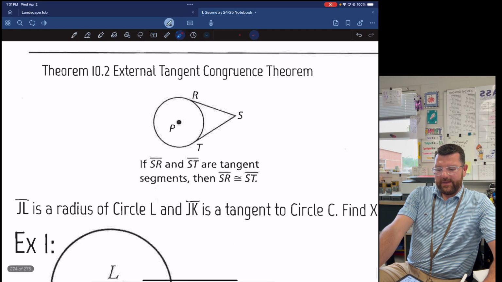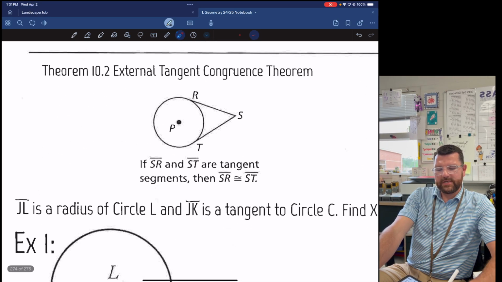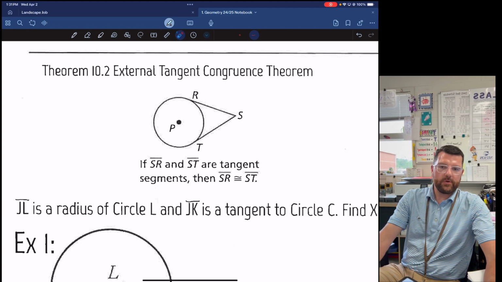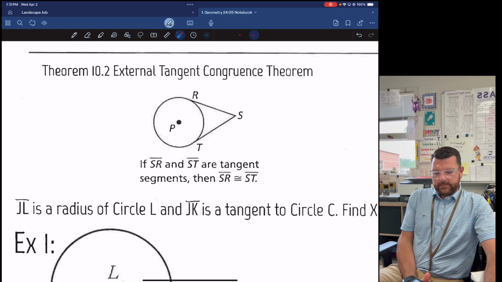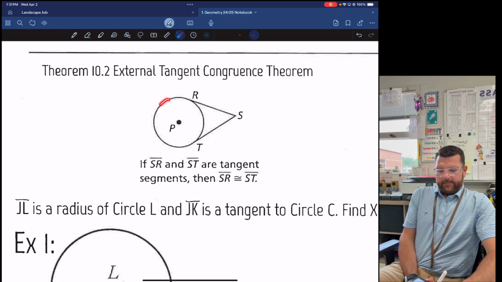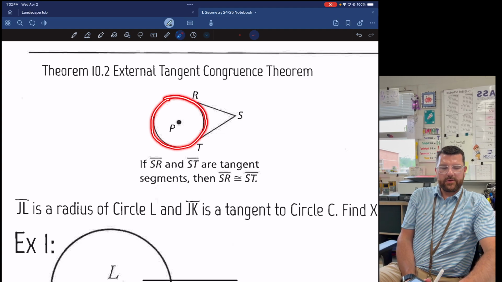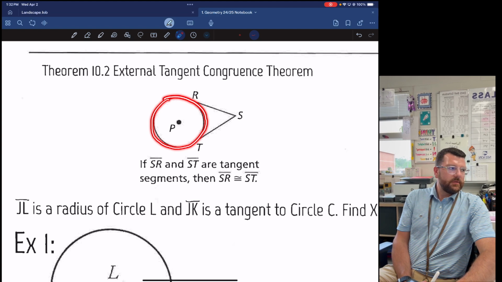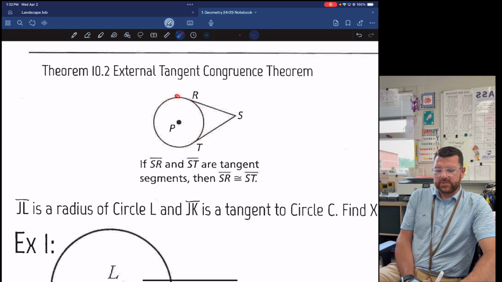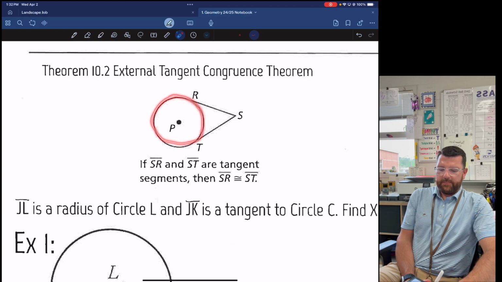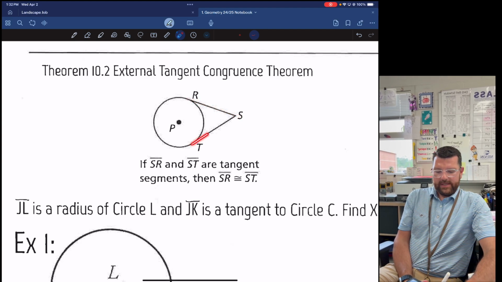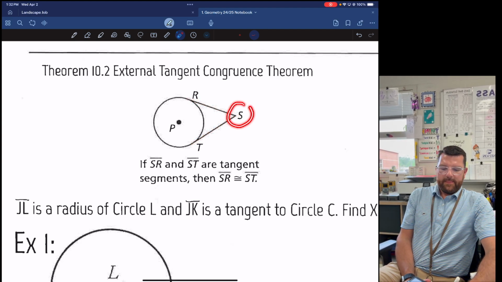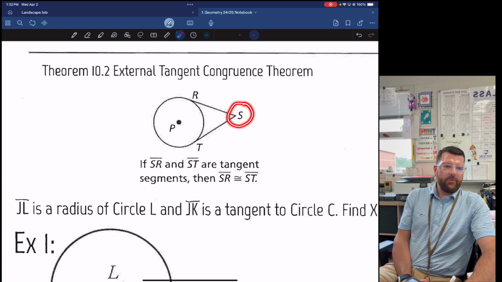The second thing you need here is the external tangent congruence theorem. What does the term congruence mean? It means it's equal. If I did not tell you yesterday, I'm telling you now, we name a circle how? Yeah, the center point. So this is circle P. Circle P has two tangents. It has tangent RS and tangent TS. Those two tangents share the endpoint of S.